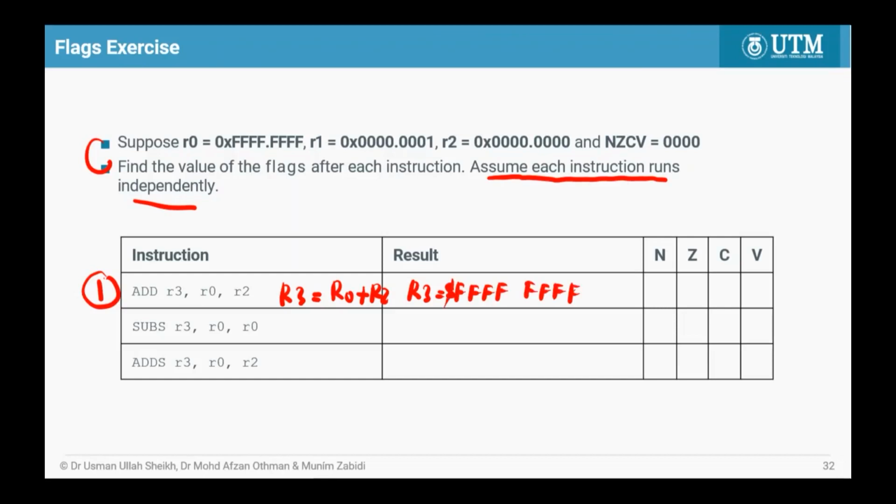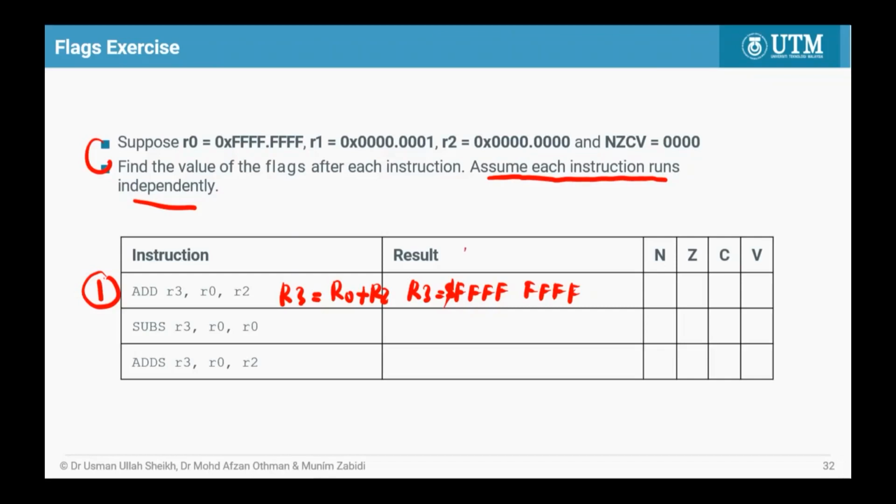Okay, now we're going to look at these flags here. N flag. What is the value of your N flag? Is it 1 or 0? Okay, N flag is 0 or 1? Okay, 0. One of your friends says 0. Okay, how to determine this N flag here?